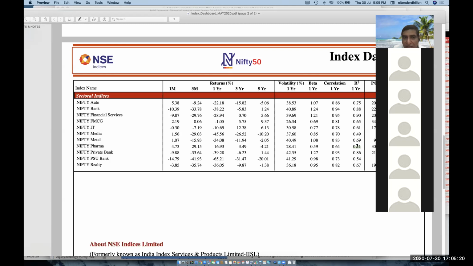What about the remaining 60%? The remaining 60% variation in Nifty Pharma is happening because of what factors? Unexplained factors. Is that fine? So the systematic factors, the explained factors, are what we're calling systematic risk, and the unexplained portion is what we're calling unsystematic risk.